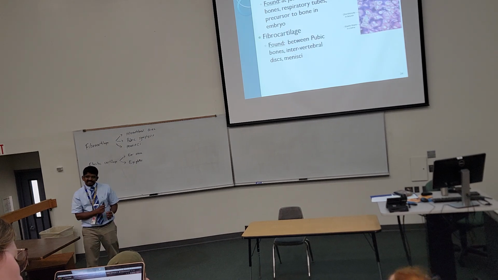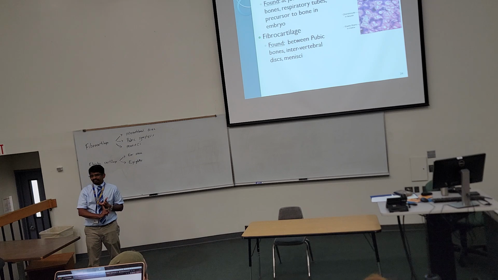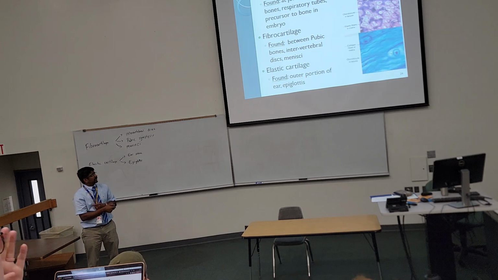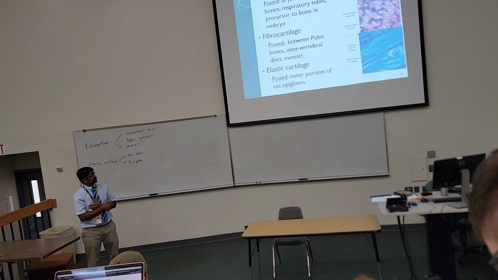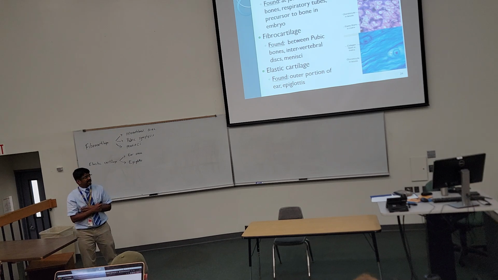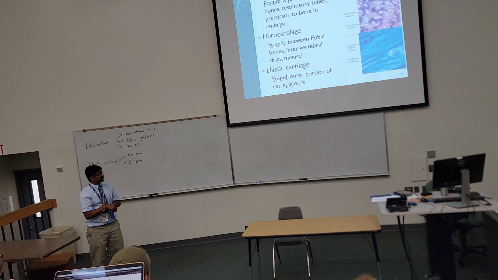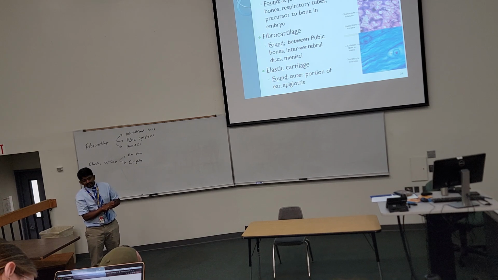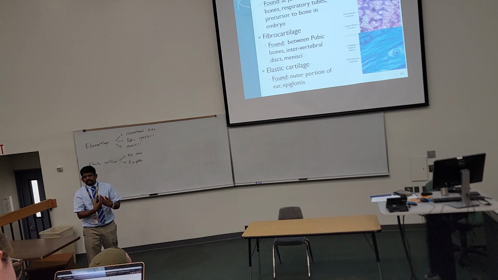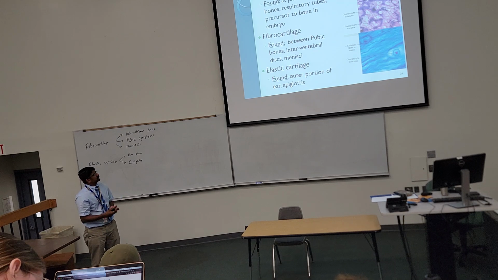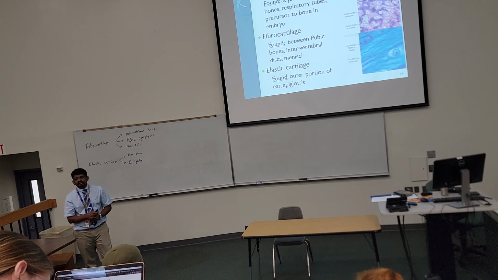Fibrocartilage is in three places: meniscus, pubic symphysis, and intervertebral discs. Elastic cartilage is in the outer portions of the ear, the pinna, and the epiglottis. Here, there's some elasticity and it bounces back. Here, it absorbs the most amount of strain. Hyaline cartilage, we say it absorbs shock. This one absorbs the most amount of shock.